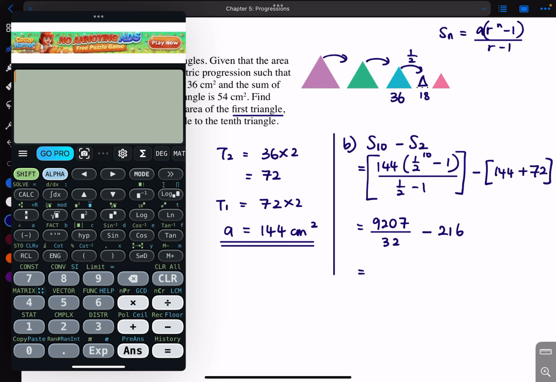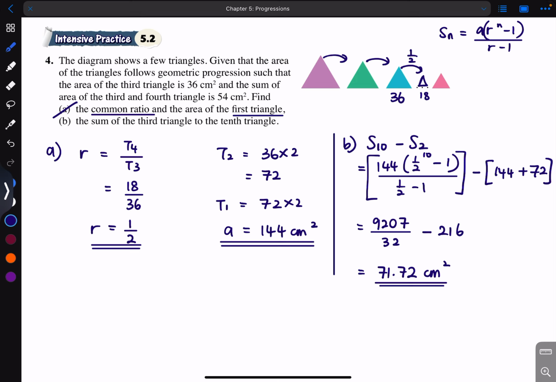So 9207 over 32 minus 216. We get 71.72 cm square. This will be the sum from the third triangle all the way until the 10th triangle. So again, we find S10, we minus off these two, we will get this region. That's it, done.